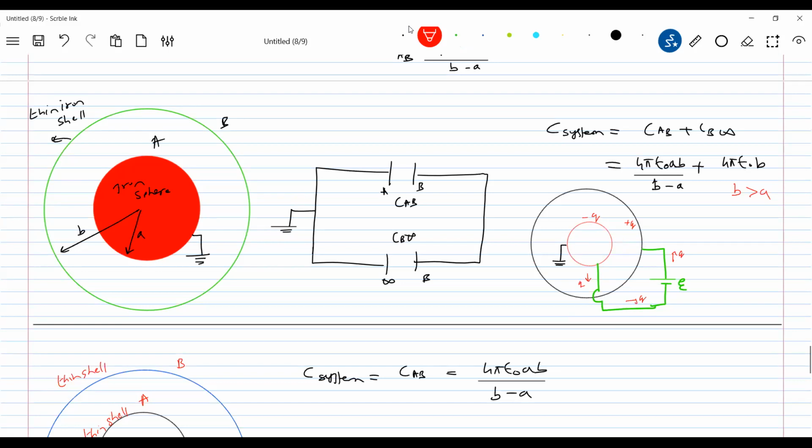So now there are plates. What is one? Plate A, plate B, and plate infinity. Plate A and infinity both have the same potential. So therefore, I'll connect them to a common point. So there are two capacitances, no? B to A and B to infinity. Getting this?